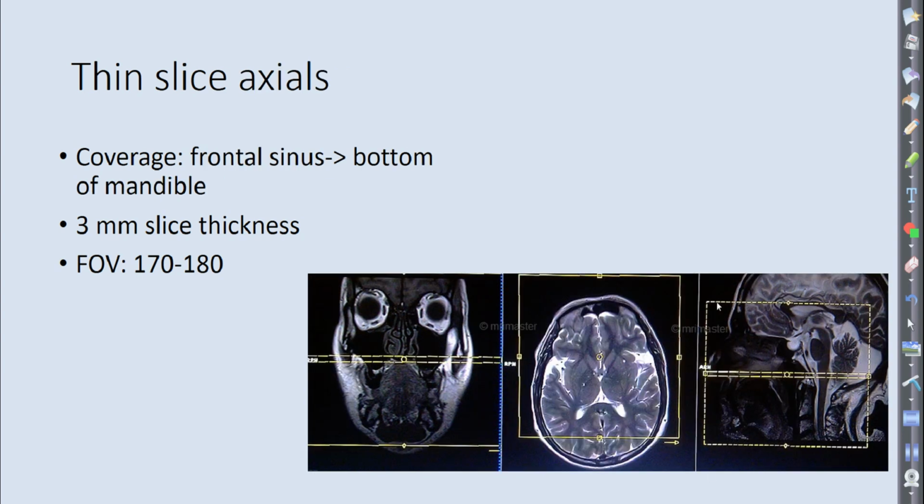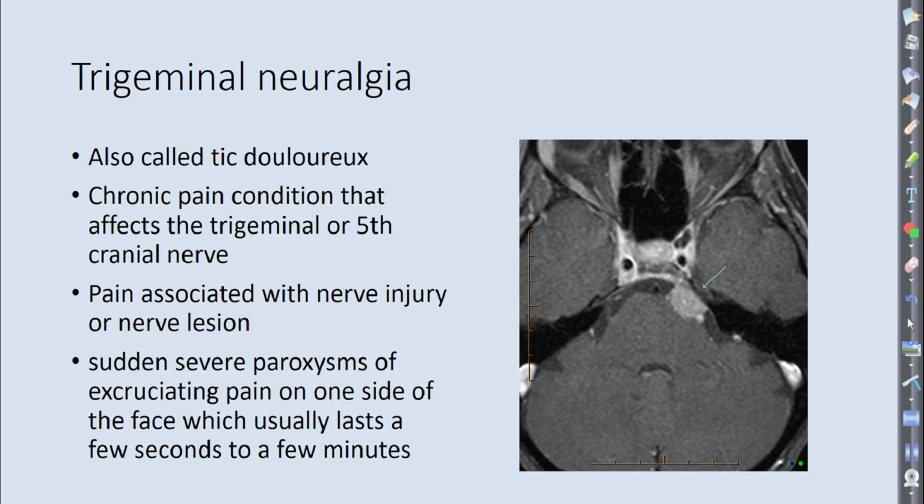Axials, once again, above the frontal sinus all the way down to the mandible, and we got coverage all the way anterior to posterior. You can see our phase direction is right to left. Thin 3 millimeter slice thickness.